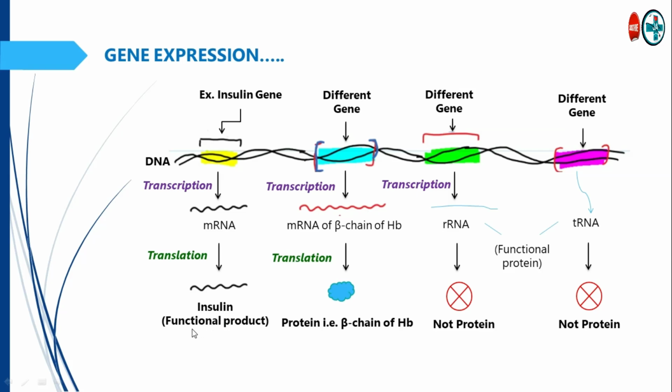In different genes, transcription takes place and messenger RNA of the beta chain of hemoglobin is formed, followed by translation, and the final product is a protein, that is the beta chain of hemoglobin protein. So, as and when required, the particular gene process is initiated and that particular gene is expressed. It means all the genes are not expressed at all times.